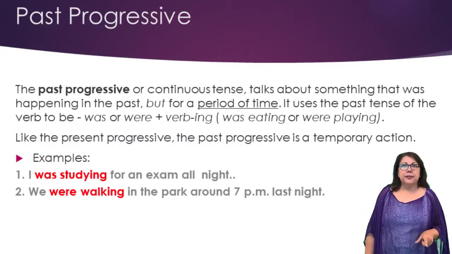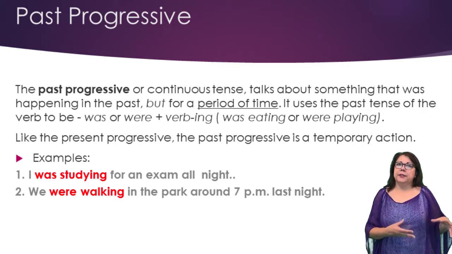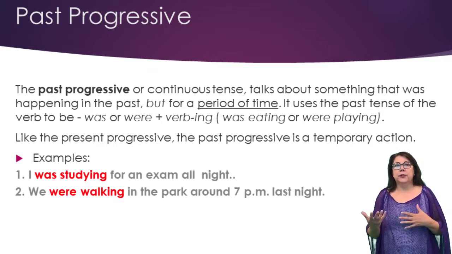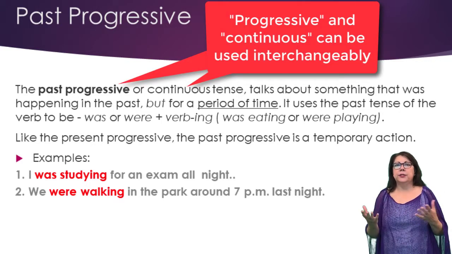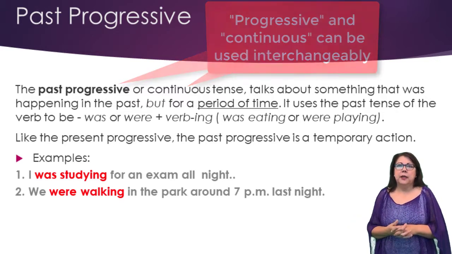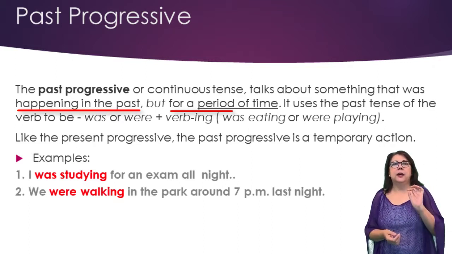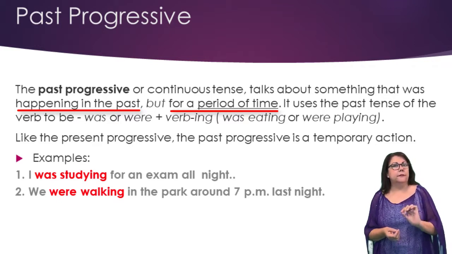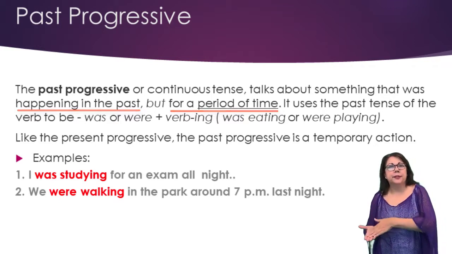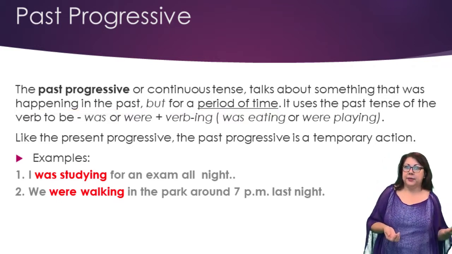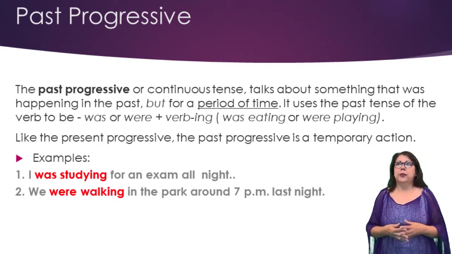Now, the past progressive is also speaking about the past tense, and this can be called continuous. So remember, progressive and continuous can be used interchangeably. It depends on the book you're using. And this talks about something that happened in the past, but for a period of time. That's the difference between past progressive and simple past, okay? Be very careful with that.